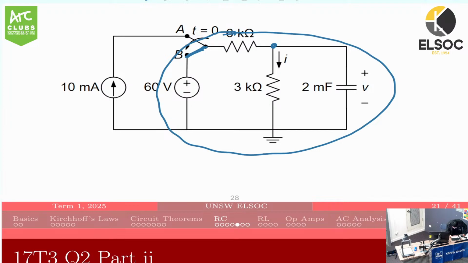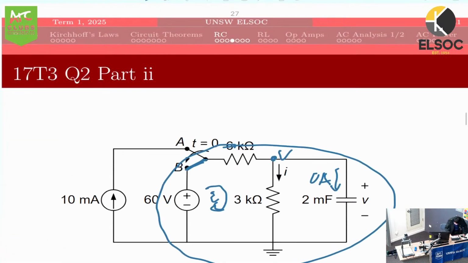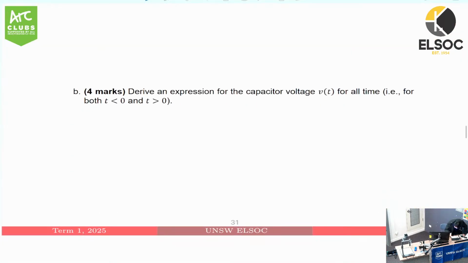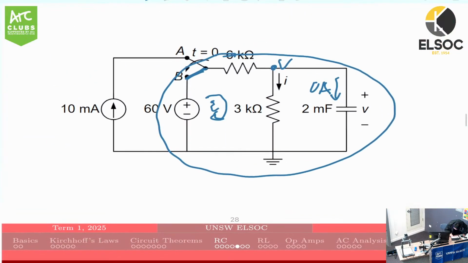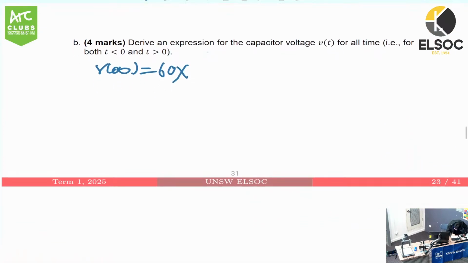Again, we want to find the V voltage here. Can we see a voltage division here? Because no current will flow through here. This will be 0 amp. All the current will flow in here. We can simply use the voltage division, right? So we have 6 and 3. So V infinity equals 60 times 3 over 3 plus 6, which equals 20 volts. That will be V infinity.